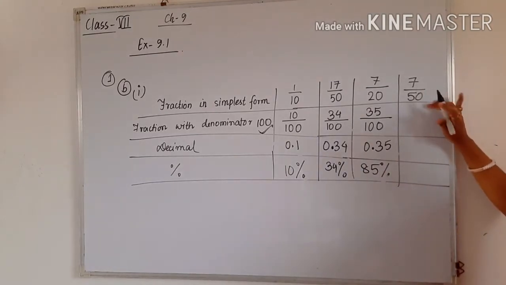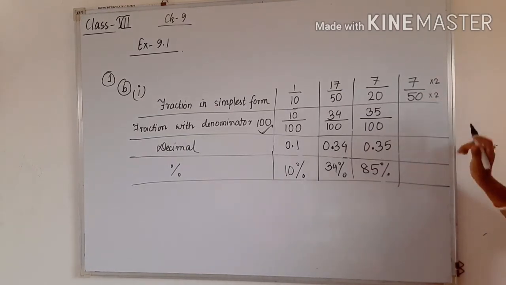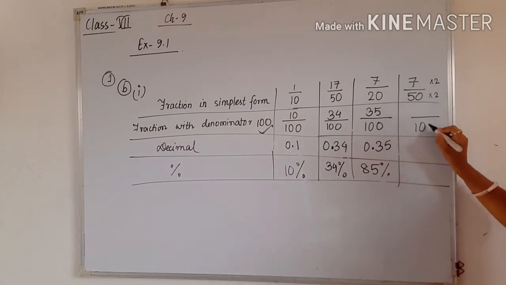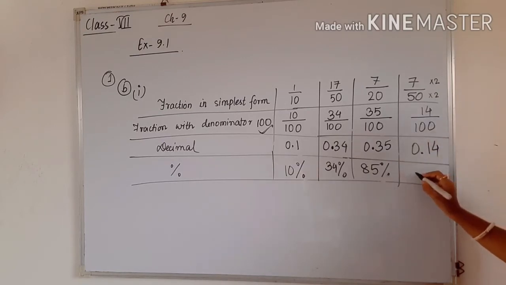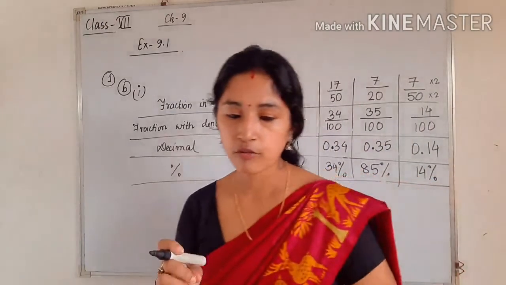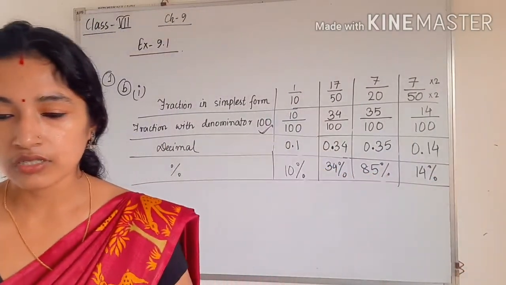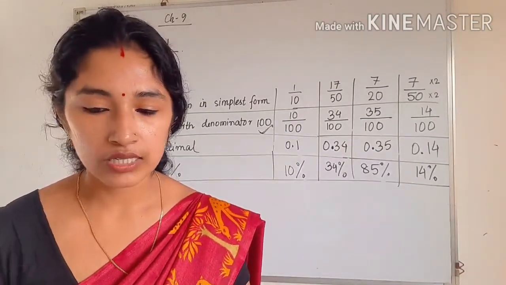See, the denominator is not 100. Now we have to make the denominator 100. That means we have to multiply by which number? Yes, 2 in numerator and 2 in denominator. So after multiplying, we will get 100 in the denominator, and the numerator will be 14. So in decimal it will be 0.14 and the percentage will be 14%. Okay, see, this is very simple. Just use some simple calculation, using a rough copy, and you can easily solve it.